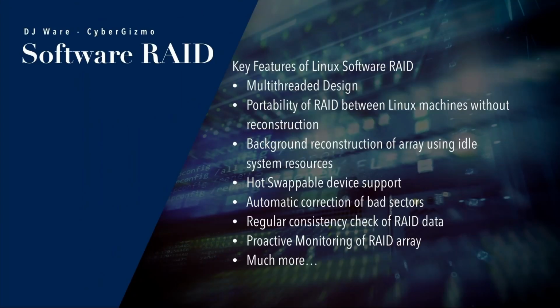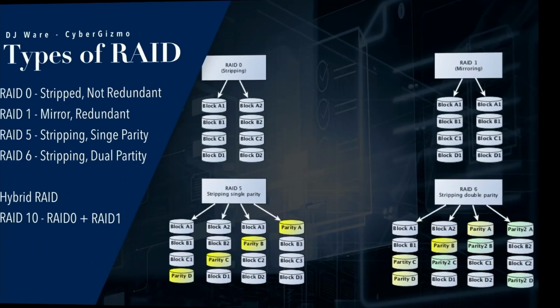If you do require reconstruction, that will run in the background, and the array will use idle system resources to do the reconstruction. So it will not hammer the server any harder than it has to in order to provide that reconstruction of that array. There's also hot swappable device support. It also does automatic correction of bad sectors. There are regular consistency checks of RAID data, and you can create proactive monitoring of the RAID array, and there's a lot of other features there as well. And we'll be looking at some of those today.